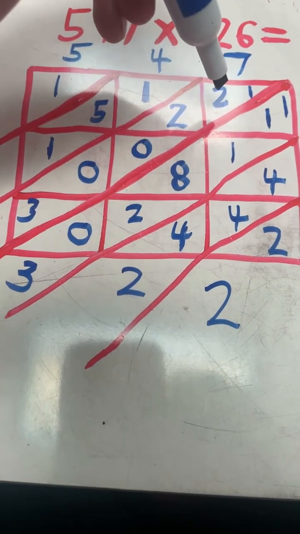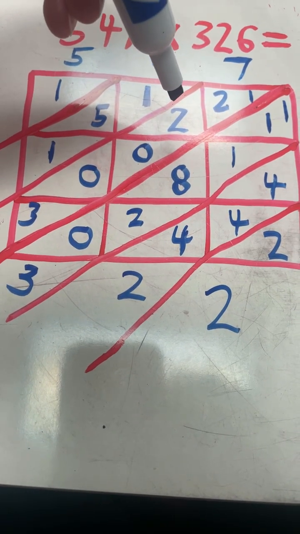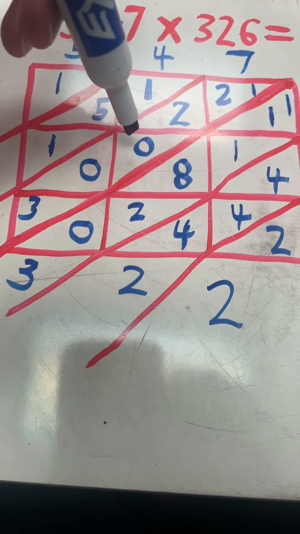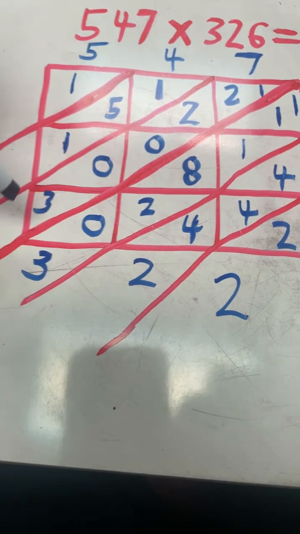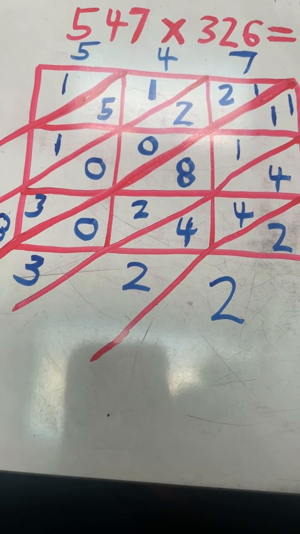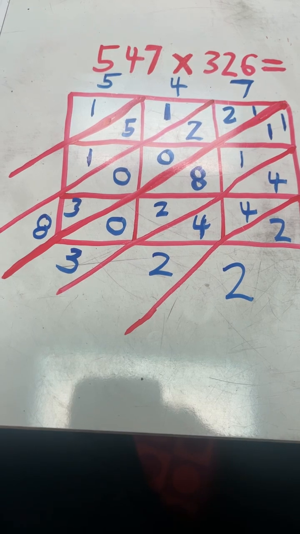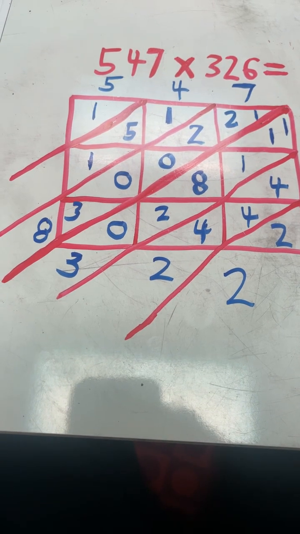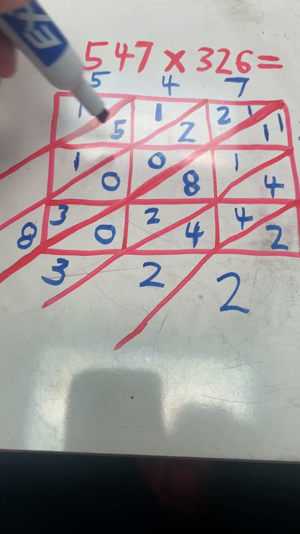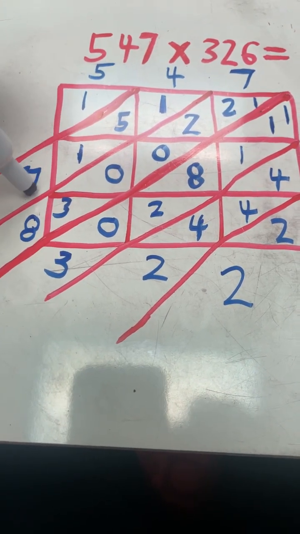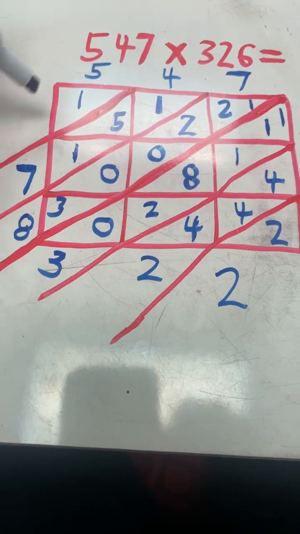1 plus 2 equals 3. Plus 2 equals 5, plus 0 still equals 5, plus 0 still equals 5, plus 3 equals 8. 1 plus 5 equals 6, plus 1 equals 7. And then along this diagonal line, the only number inside the square is the 1, so we're going to put a 1 here.